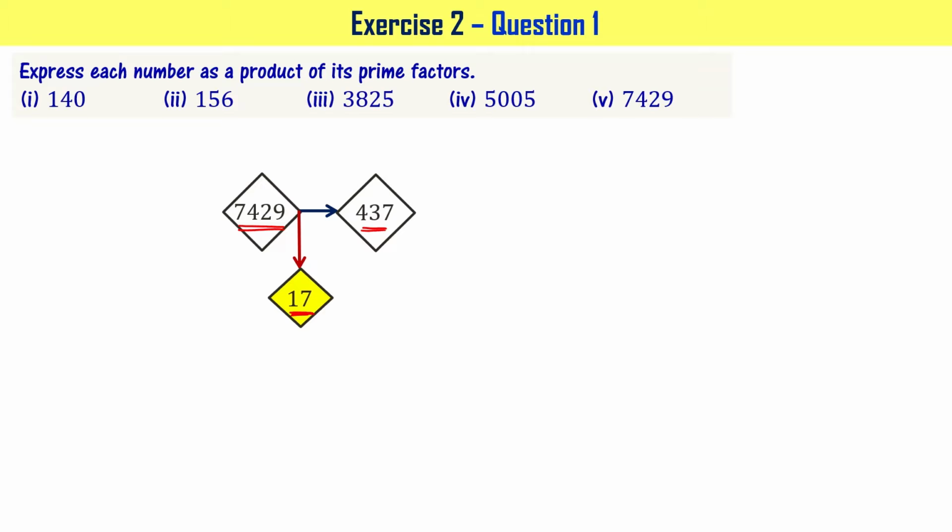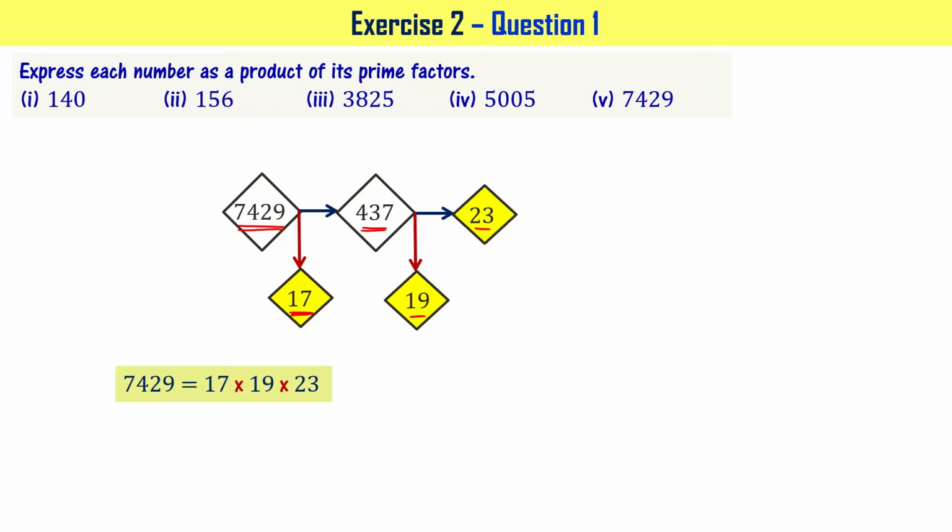437 is a composite number. Let me write that as 19 times 23. Here 19 and 23 both are prime numbers. So 7429 now can be written as 17 times 19 times 23. These three are the prime numbers. And in other words, I can say that 7429 can be written as product of prime factors 17 times 19 times 23. Got it?